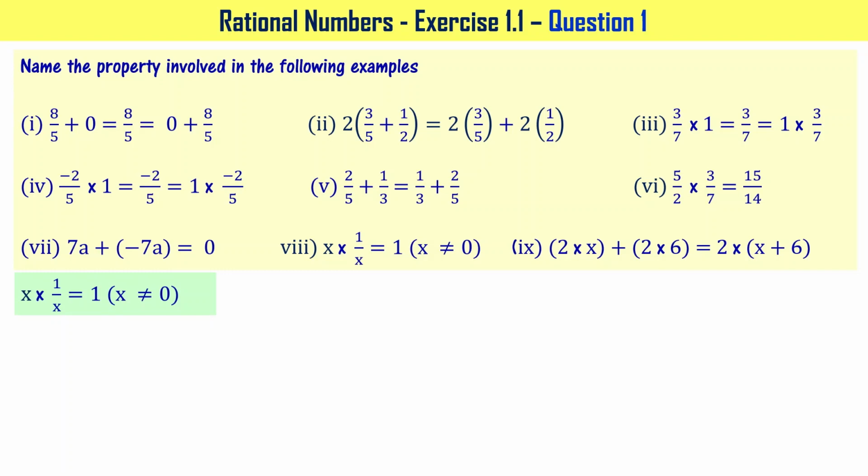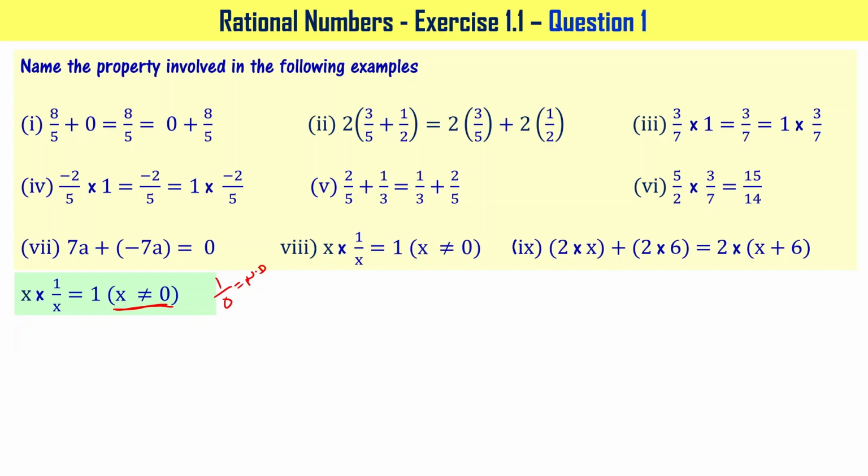x times 1 by x equal to 1, where x is not equal to 0. We have to say this: if x equal to 0, then 1 by 0 has no meaning, it is not defined, right? That's why whenever we write 1 by x, we say that x is not equal to 0. So x times 1 by x equal to 1.